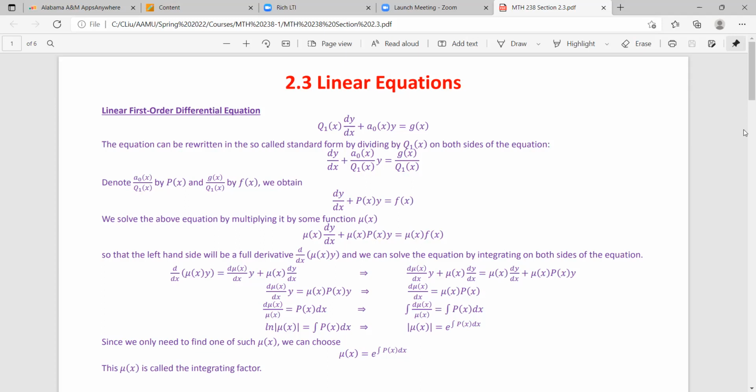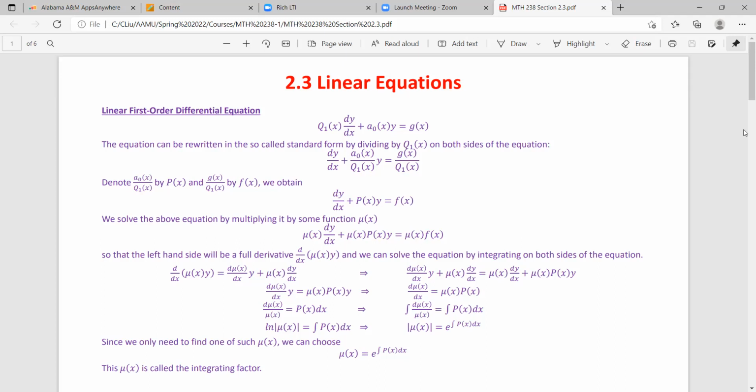Once again, you don't have to worry about the absolute value on the mu, since we only need to find one of those mu's. So you can just use mu equals e to the integral of p. Although you can also use the negative, it really doesn't matter, because we only need to find one. That's good enough. We don't have to find all of those mu's. So we just use this mu equals e to the integral of p.